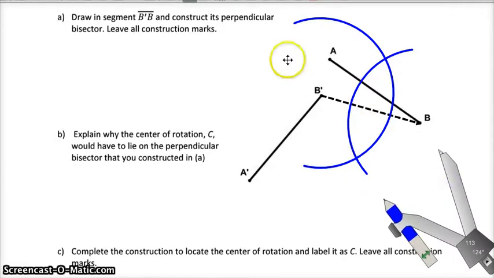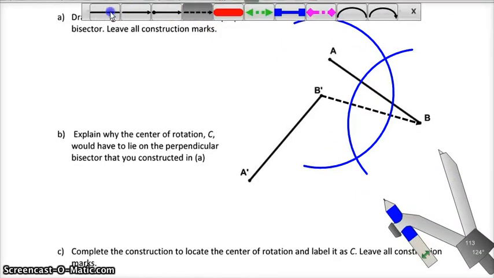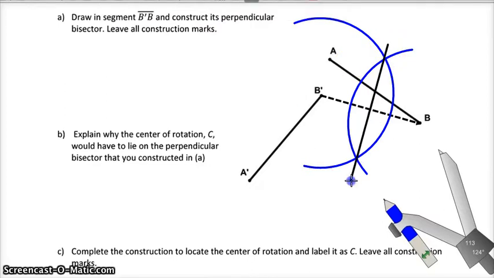Now, with that being said, we have an intersection above and below our line segment. So we're going to take our straight edge and line it up so that it passes through both intersections. Now the next question B says, explain why the center of rotation C would have to lie on the perpendicular bisector that we just constructed.